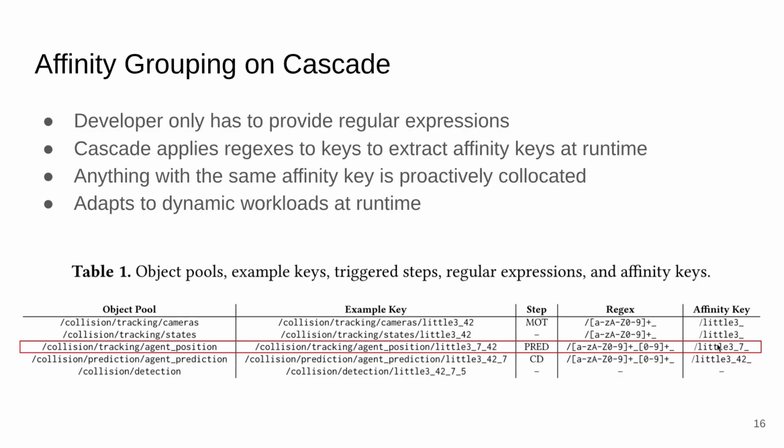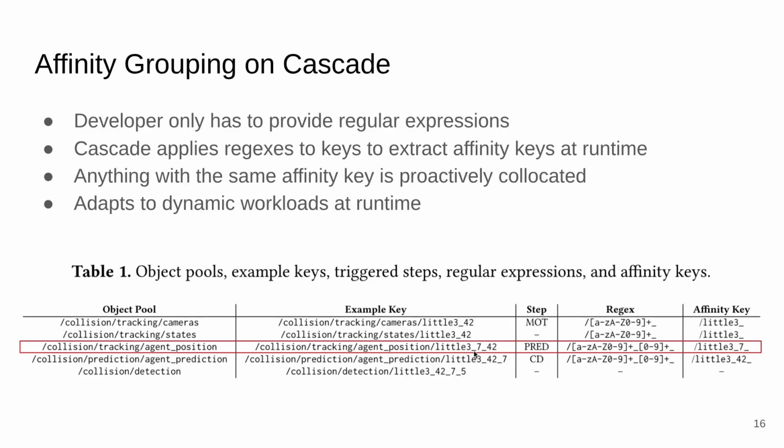So basically this is extracting a portion of the key, and then any object that has this affinity key will be related. In this case it's basically the actor in the video frames with the same ID. It doesn't matter what the rest of the key is, everything is going to be placed at the same place.